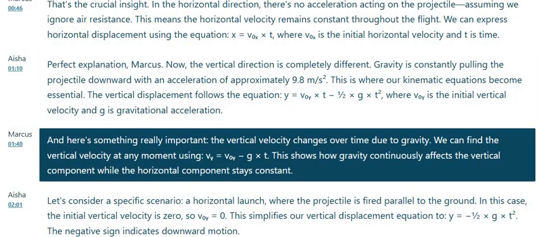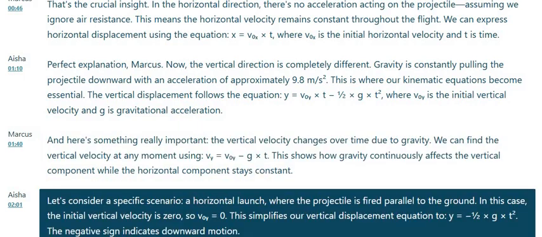And here's something really important. The vertical velocity changes over time due to gravity. We can find the vertical velocity at any moment using vy equals v0y minus gt. This shows how gravity continuously affects the vertical component while the horizontal component stays constant.